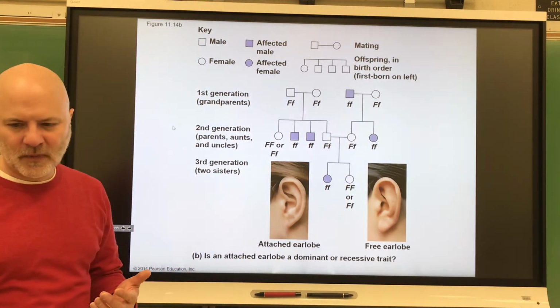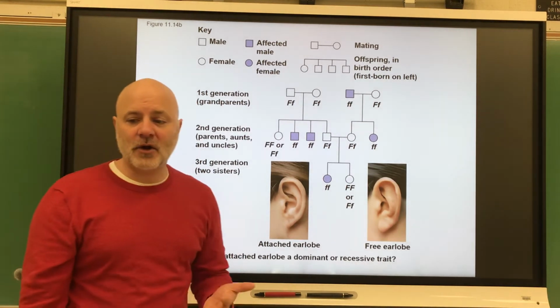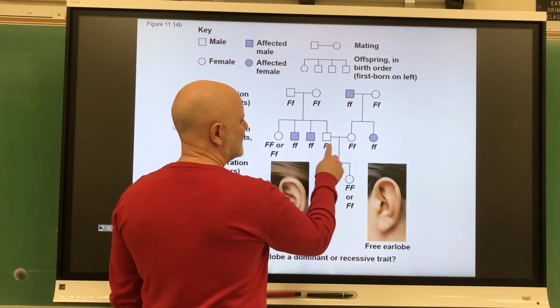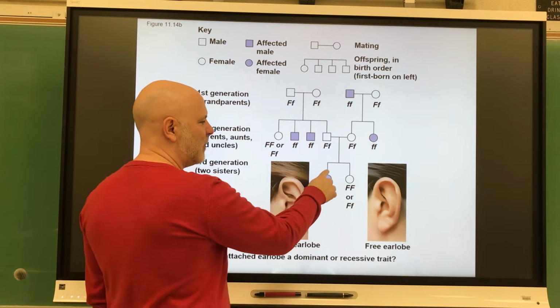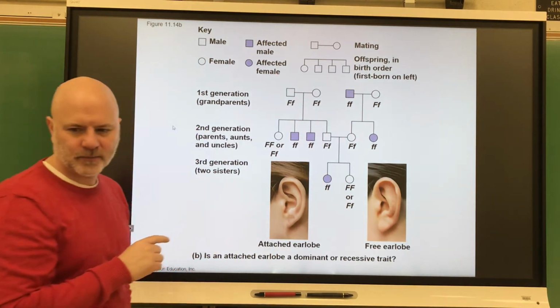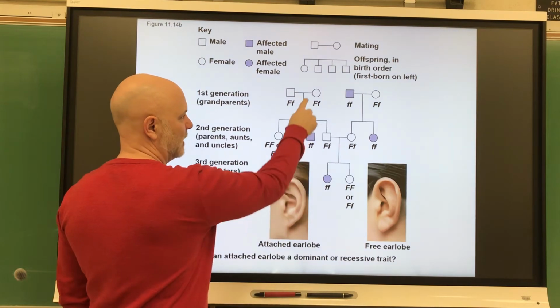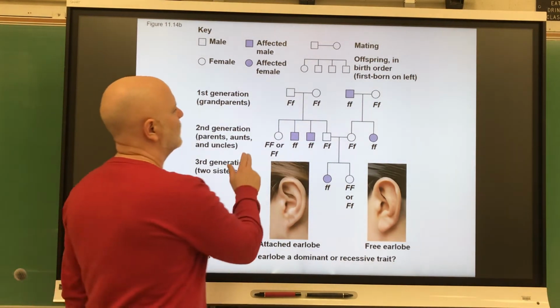All right? So, recessive traits can skip generations, and they can also have carriers. And a carrier, what we see here, are individuals that do not possess the trait, but they can pass it on to their offspring. These two individuals are also carriers. These offspring of theirs have it. All right? Next is autosomal dominant.